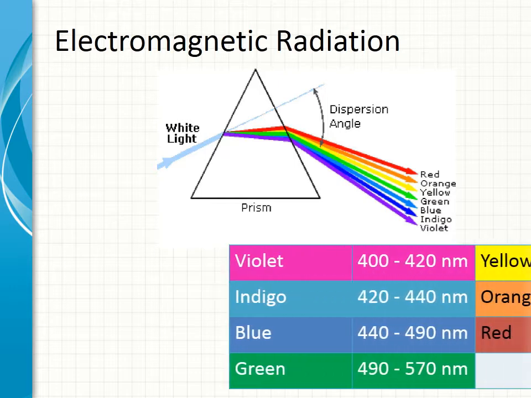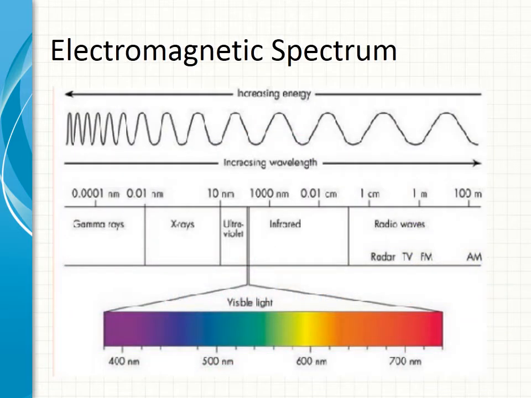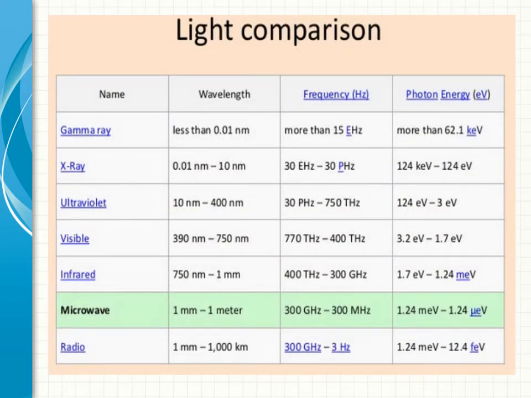Now, this is representing the wavelength of the visible light, with red having the highest wavelength and violet having the least wavelength. So, this is the same information provided in terms of a table.